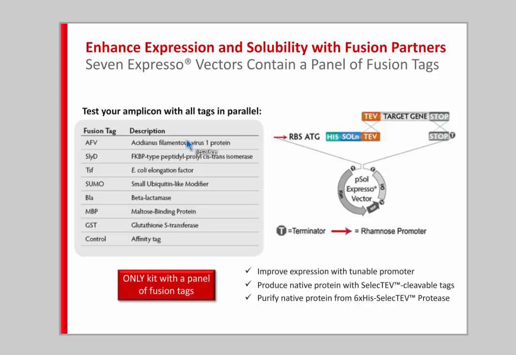There are 4 that you probably know of. So there's a SUMO tag, an MBP tag, and a GST tag. And then we have a control vector here with just the 6-His affinity tag. It doesn't have any solubility tag. And that is intended as a baseline for expression and solubility. And then we have 4 different novel tags. So AFV, SLY-D, TSF, and beta-lactamase are our 4 novel tags.